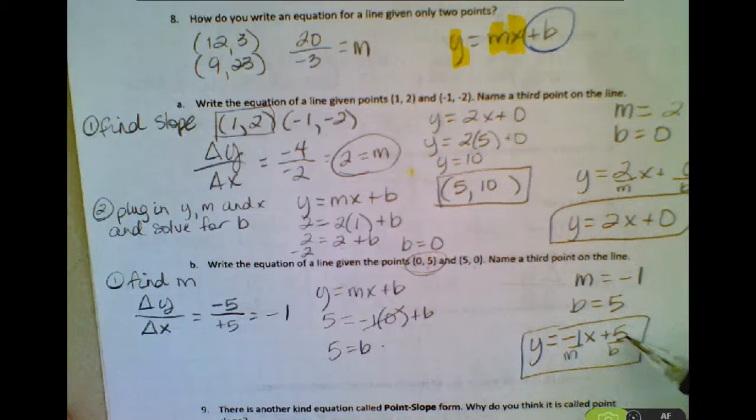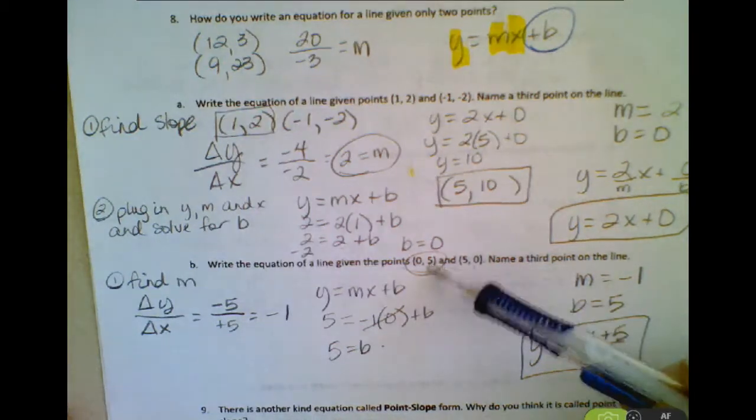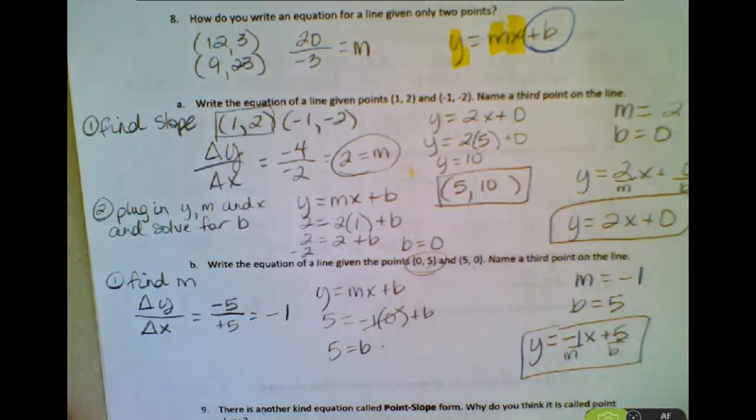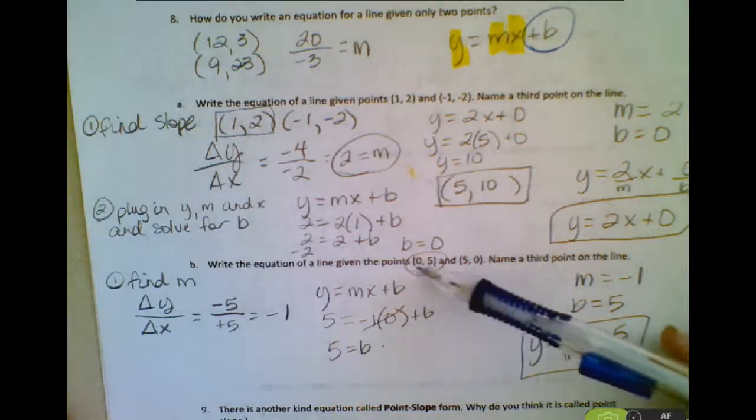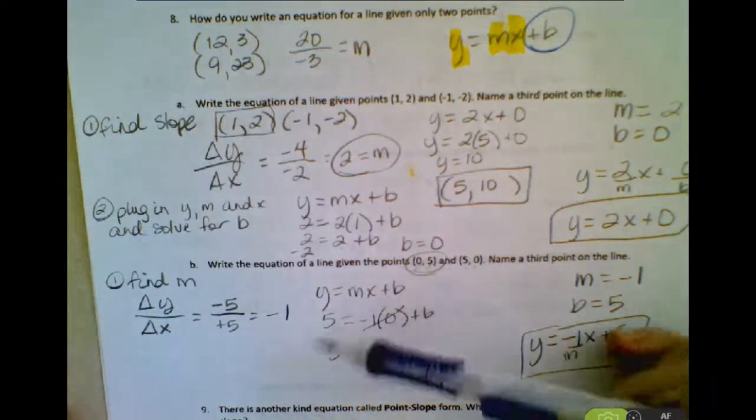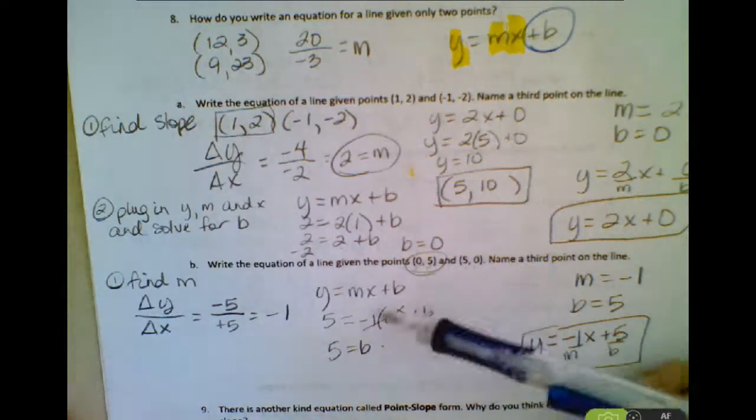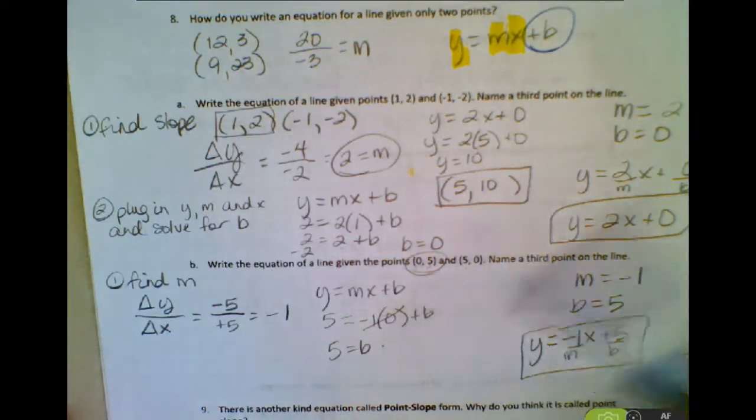Isn't that odd that this 5 and that 5 are the same? What do you know about all y-intercepts? They have an x-coordinate of 0. All y-intercepts have an x-coordinate of 0. As soon as you see them with an x-coordinate of 0, that's your intercept. You don't even have to go through all that work. If you remember that y-intercepts have an x-coordinate of 0, this was your b, right there.